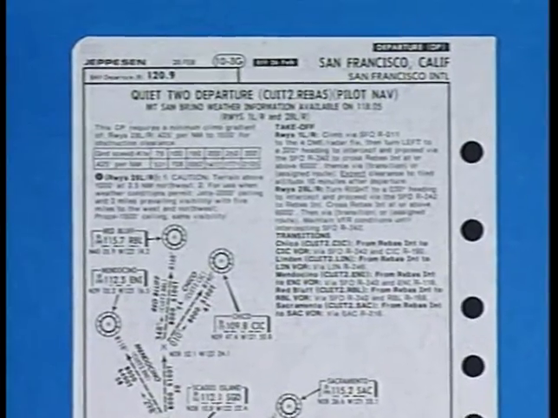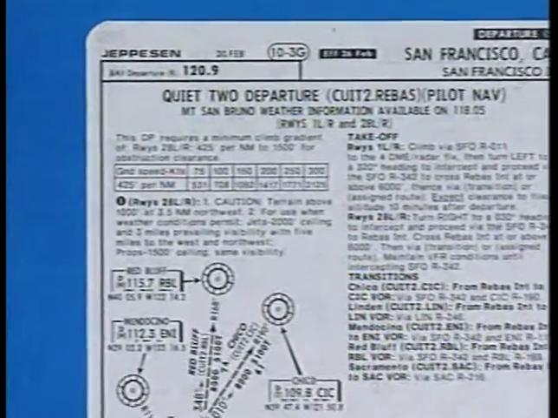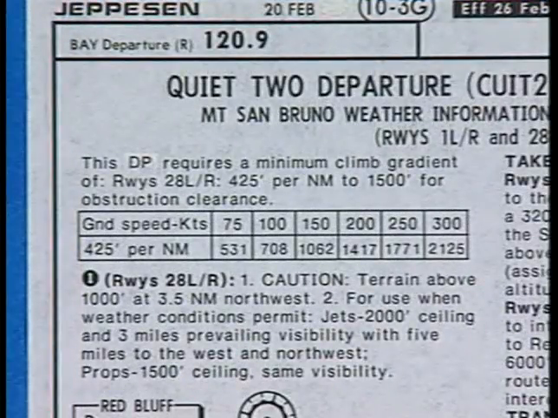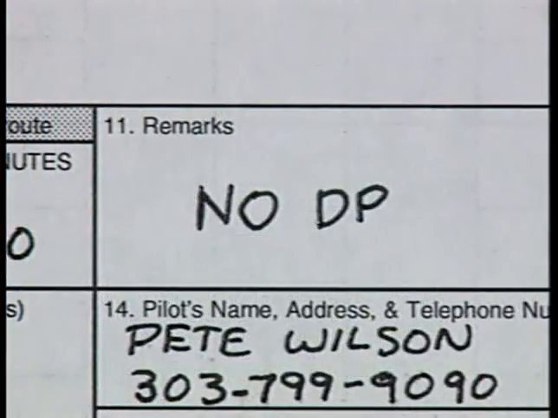Some instrument departure procedures contain specific performance requirements in order to maintain adequate obstacle clearance. You should always review the graphic instrument DP chart you're planning to use to verify that your aircraft can comply with the required performance criteria. If you cannot meet these requirements, you should request no DP on your flight plan.